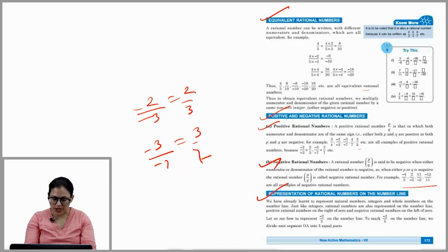Representation of rational numbers on the number line. We have already learned to represent natural numbers, integers and whole numbers on the number line. Just like integers, rational numbers are also represented on the number line. Positive rational numbers on the right of 0 and negative rational numbers on the left of 0. Let us see how to represent minus 2 by 5 on the number line. To mark minus 2 by 5 on the number line, we divide the unit segment OA into 5 equal parts. And students, also remember that positive rational numbers are on the right of 0 and negative rational numbers on the left of 0. Always remember that.